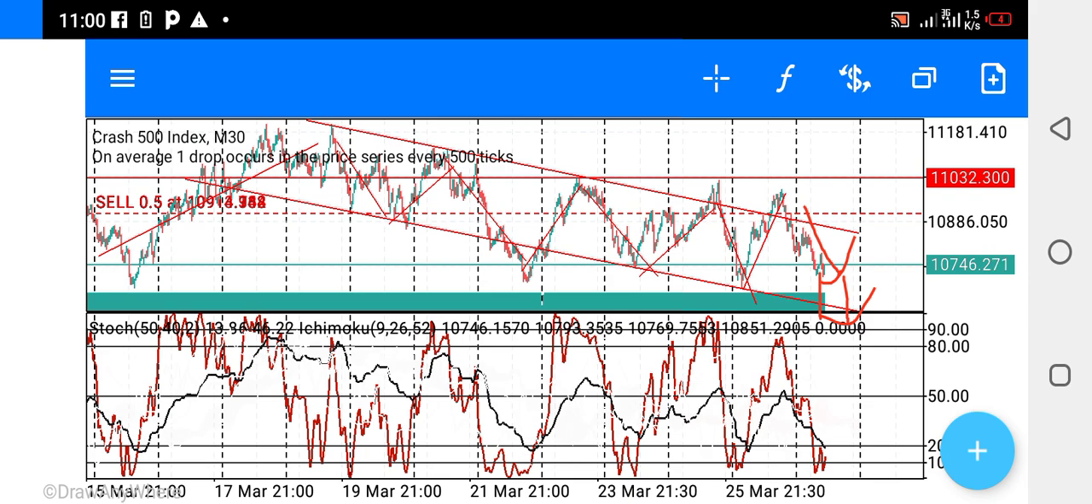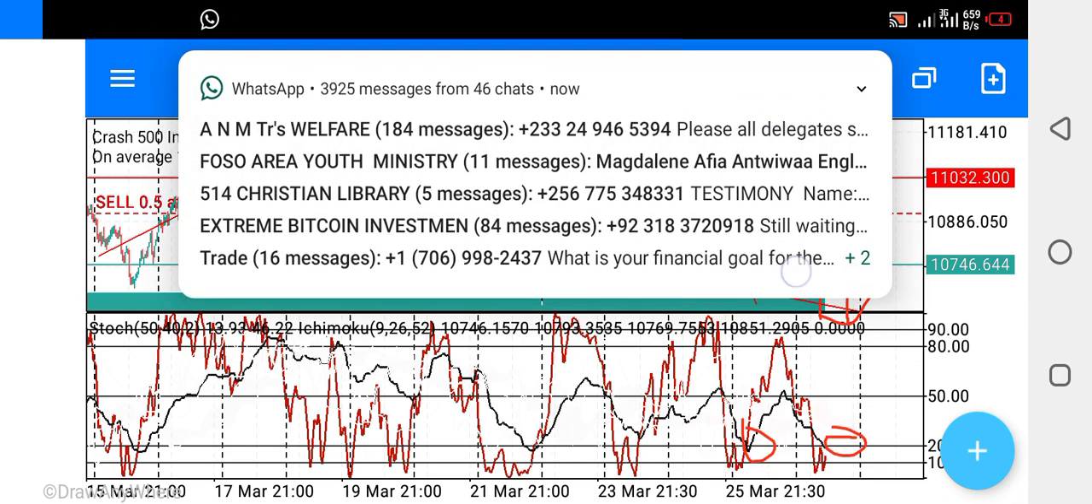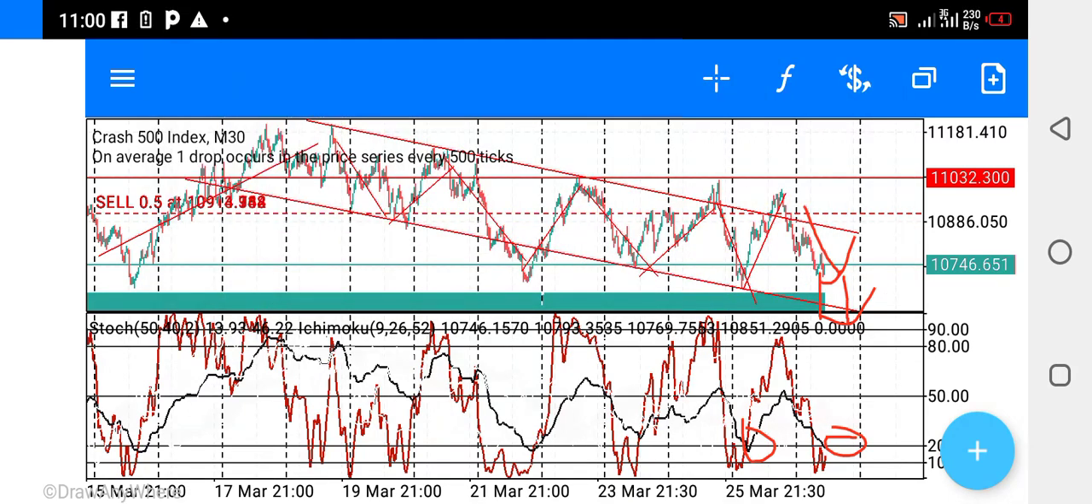Sometimes if you are lucky, it will even cross the line. How would you know? It will form. The moment this thing forms here, it forms like this here, where the black will cross the red line. Then you know that it's definitely going to go up. That is where you can quit the market.